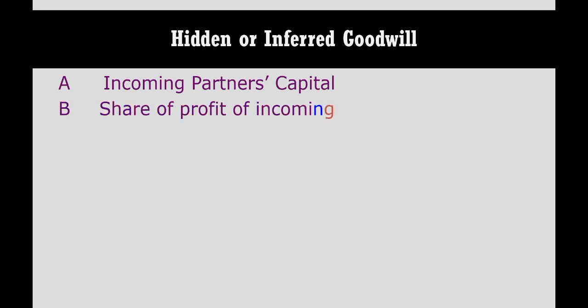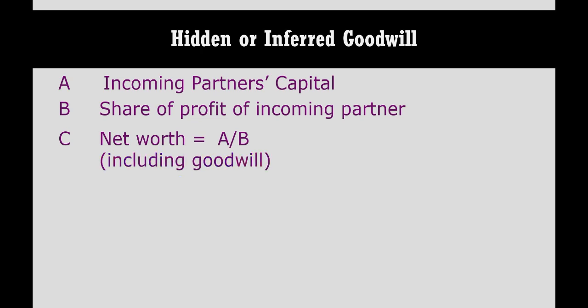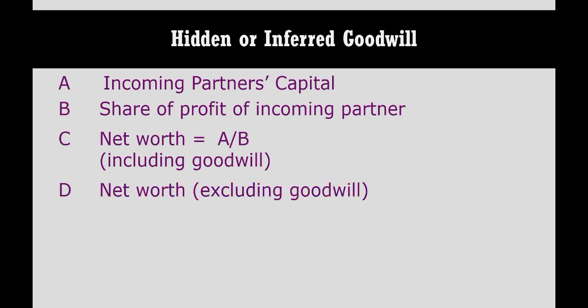First, look at the incoming partner's capital, whatever capital he is bringing. Then look at his share of profit. Then divide both the amounts. We will get net worth. And remember, this is net worth including goodwill. Then we will calculate net worth excluding goodwill. For that we have two methods.